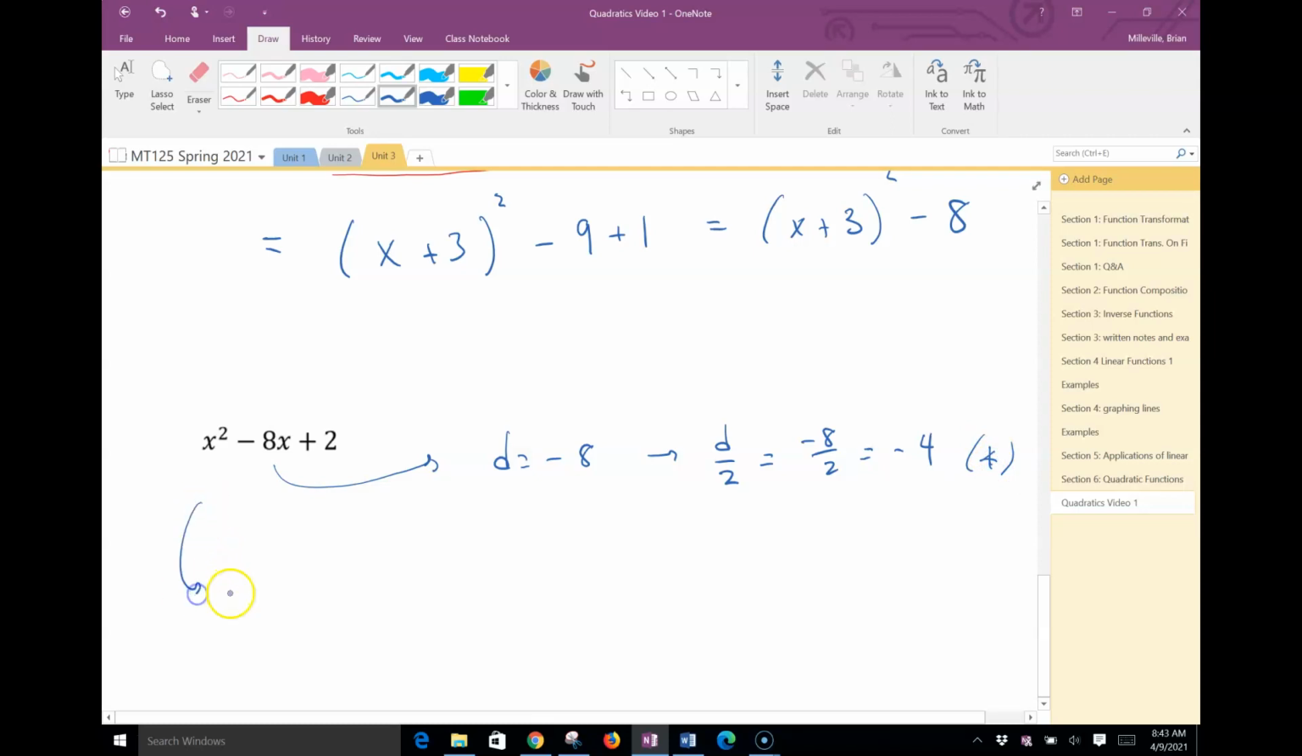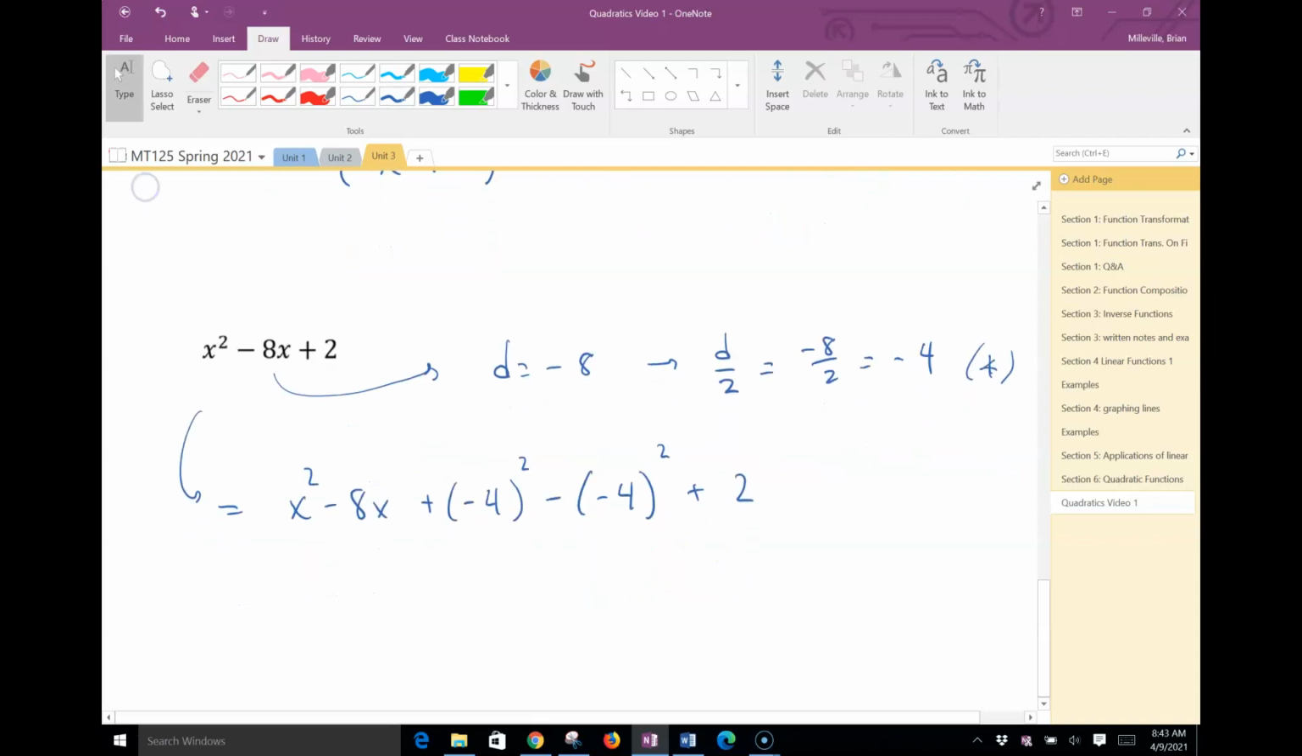So again, we're going to say that this is equal to x squared minus 8x, with the plus 2 last. Then we want to add, in parentheses, negative 4 squared, subtract negative 4 squared, and then we have that plus 2 hanging out at the end still. And once again, these first three terms are the important ones. That becomes the perfect square binomial.